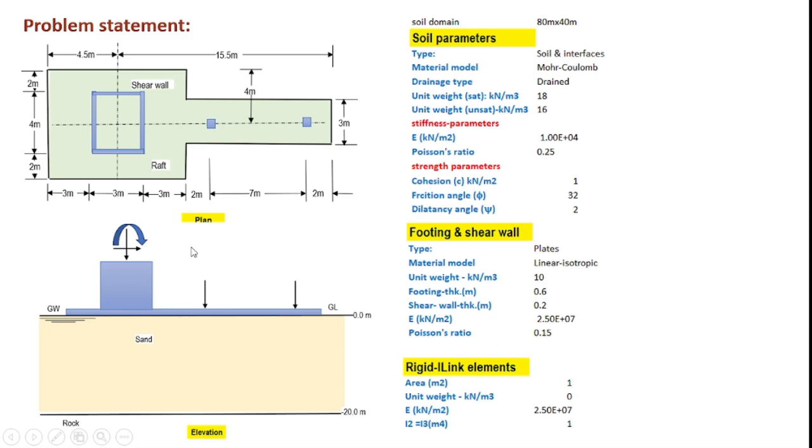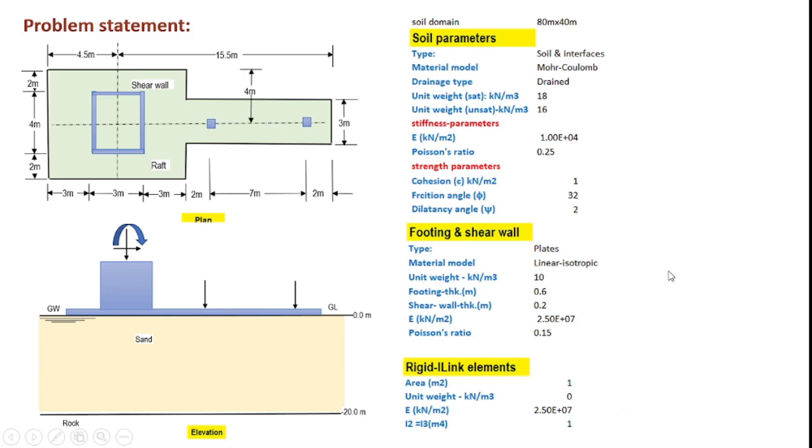Now, in order to effectively transfer the moments to the base, we shall make use of the rigid link elements, and to create the link elements, we will make use of the beam members available in the PLAXIS with an area of 1 meter square, and the unit weight will be taken as 0, and with an E value of 25 E6 kN per meter square, and with a moment of inertia I2, I3 of 1 meter raised to 4.